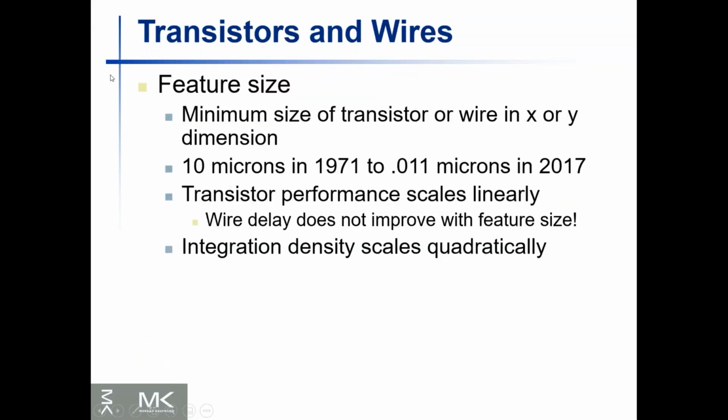What is the feature size? The nanometer, the feature size, tells you the minimum transistor size or wire in the X or Y dimension. In 1971 it was 10 microns, down to 0.011 micron in 2017, and now it's just 10 nanometer transistor. Of course, TSMC is at 4 nanometer, and I think they'll be coming up with 3 or 2 nanometer by next year. So Intel is a bit behind on that.